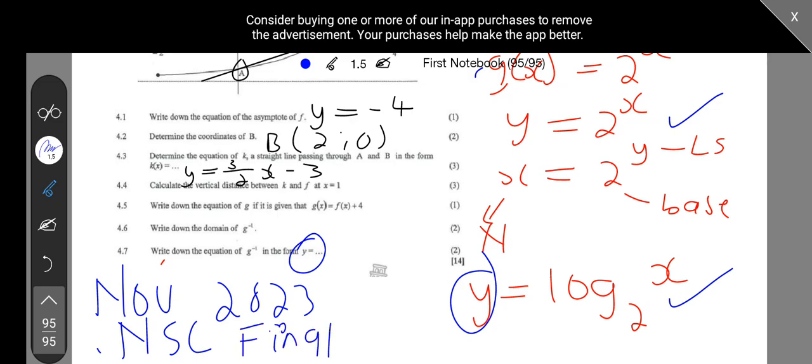So the questions for functions are very easy. Make sure you practice them. Practice makes perfect, but perfect practice makes perfect. So make sure you practice, and then at the end of the day, you will thank yourself.